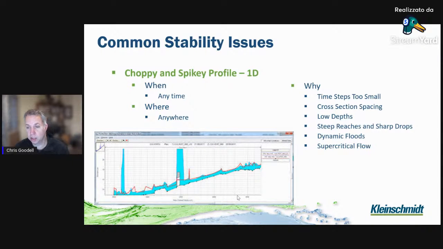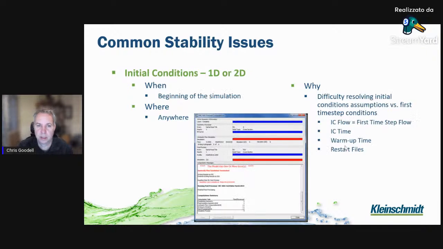Sometimes you're running a model in a supercritical reach. It's below critical depth. And RAS has trouble with that. That's very difficult for RAS to solve the equations when it's close to critical depth or even in supercritical flow. That's when you may want to use the mixed flow option in unsteady flow.